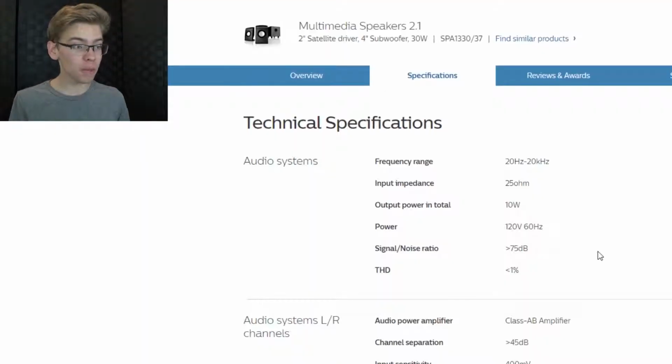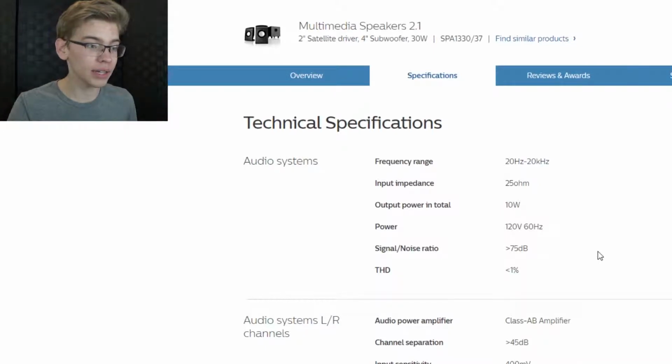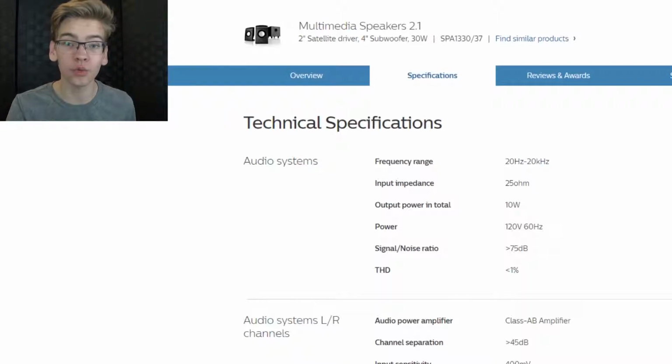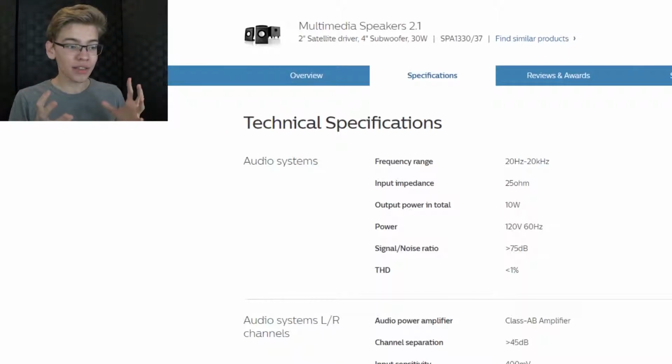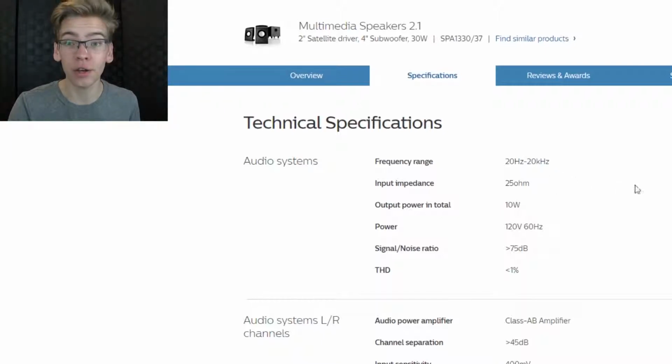If we jump over to some random speaker set right here, you can see it's a 2.1, so it has the 2 speakers and then the sub. And first thing you see here is frequency range. And this is the most important part of picking out any speaker, any headphone. So what this means is the frequencies that those speakers can reproduce. And in this case, it's 20 Hertz to 20,000 Hertz.